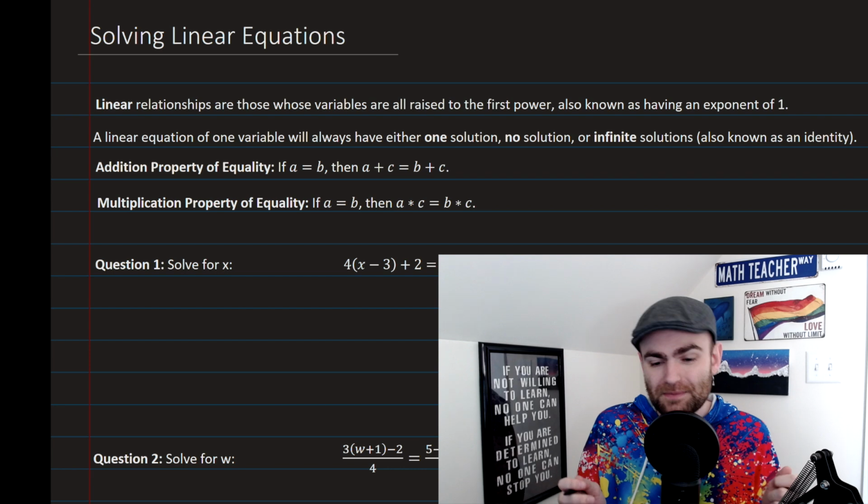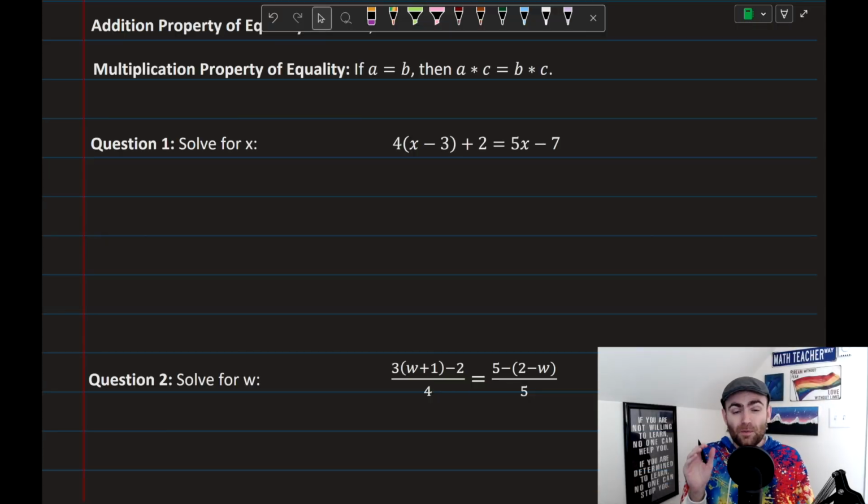So let's get started. Question 1. We're going to solve for x. So we have 4 times the quantity x minus 3, plus 2, equals 5x minus 7. Now keep in mind, there's more than one way to solve an equation. You don't have to follow it exactly like I am. If your way works and you get the exact same answer, that's awesome. Do that, whatever makes the most sense to you. I'm going to go about it in a way that makes the most sense to me.